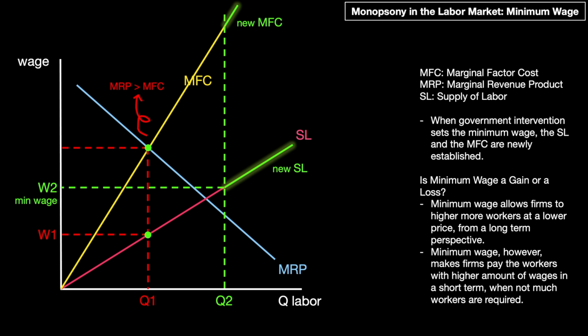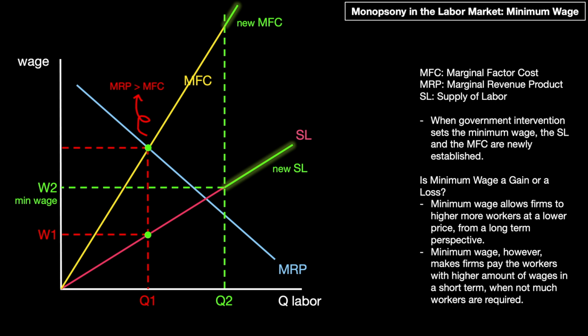And not only that, the minimum wage also establishes a new MFC graph as well. It is actually pretty obvious because MFC is basically SL times the price of wage per person. So the green line here becomes our new MFC graph, just like the SL graph.